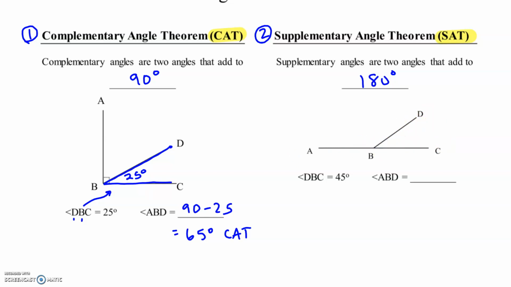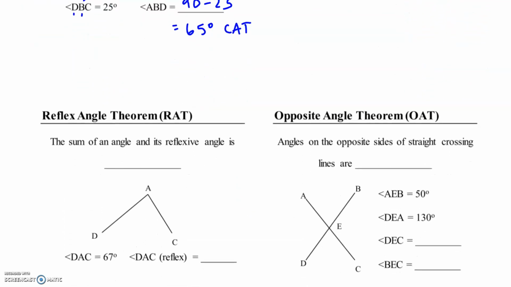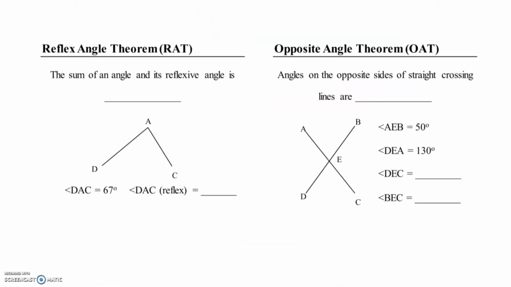So if we look at angle DBC, if that's 45 degrees, they want us to find this angle in here, angle ABD. To find that, we would take 180, since we know the two angles add up to 180, and subtract 45. So 180 subtract 45 is 135 degrees, and then we write after it that it's because of the supplementary angle theorem, or SAT.